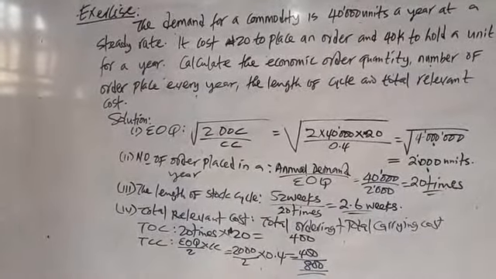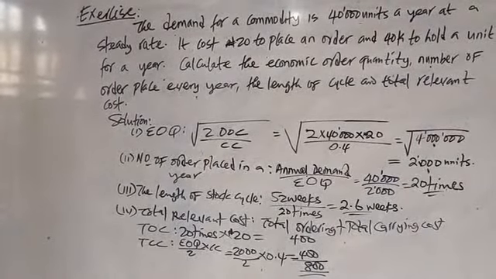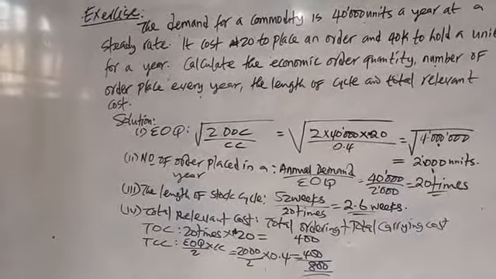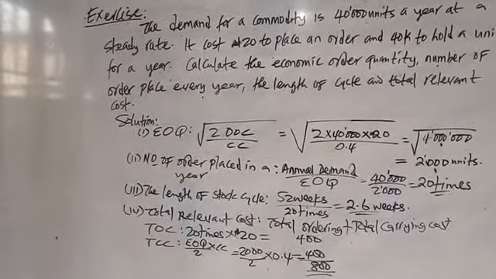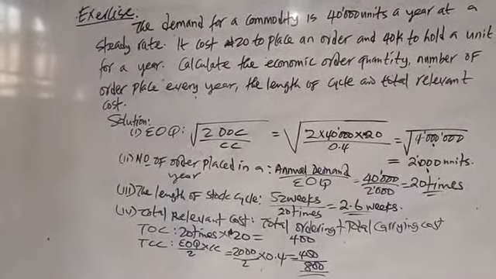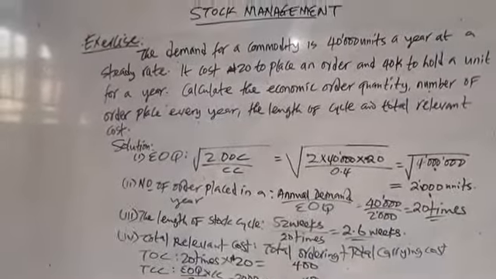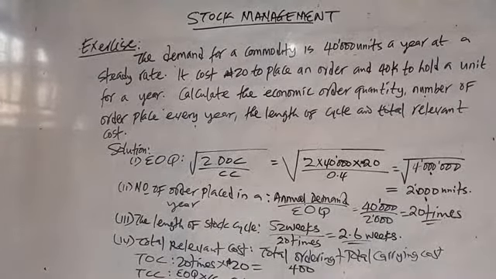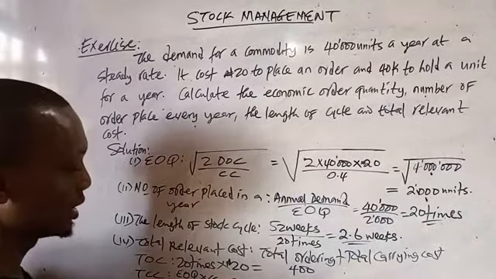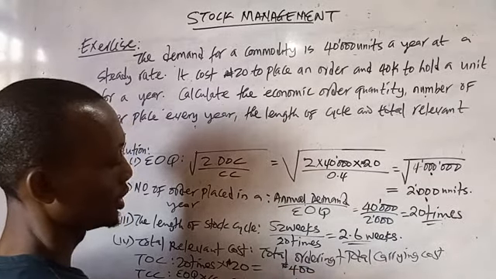As we can see, our total relevant cost is 800 naira, because total ordering cost is 20 times 20 naira, while the total carrying cost is EOQ all over 2 times carrying cost, which is 20,000 divided by 2 times 0.4, giving us 400 naira. In total, we have 800 naira. That is exactly what I'm talking about here. So this is how to compute the EOQ, number of orders, length of stock cycle, and the total relevant cost. So you have 800 naira, with the naira sign there.